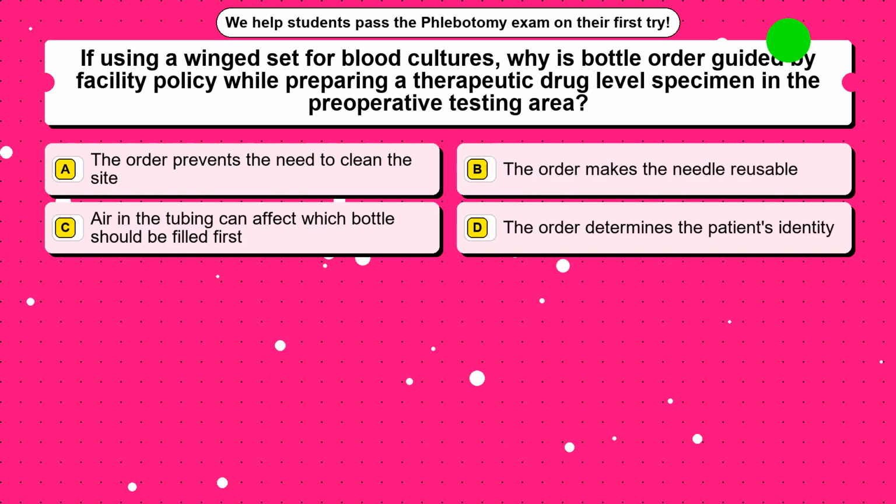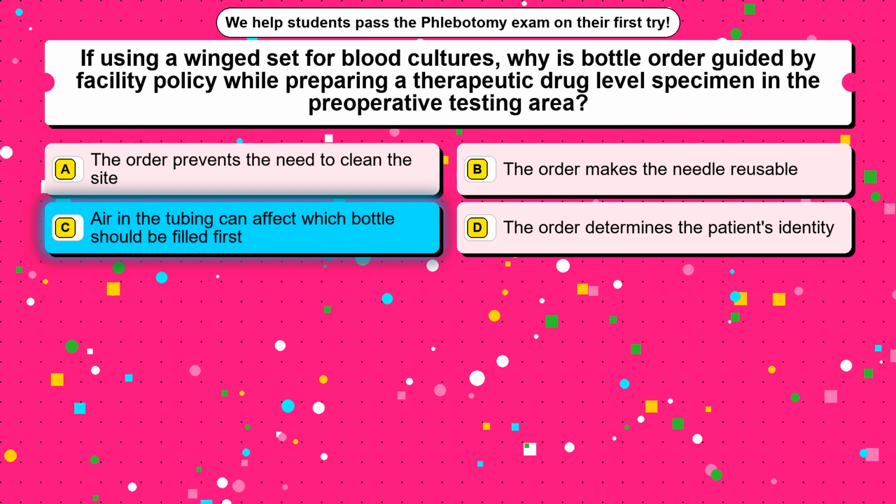Question 52. If using a winged set for blood cultures, why is bottle order guided by facility policy while preparing a therapeutic drug level specimen in the preoperative testing area? Option A, the order prevents the need to clean the site. Option B, the order makes the needle reusable. Option C, air in the tubing can affect which bottle should be filled first. Option D, the order determines the patient's identity.